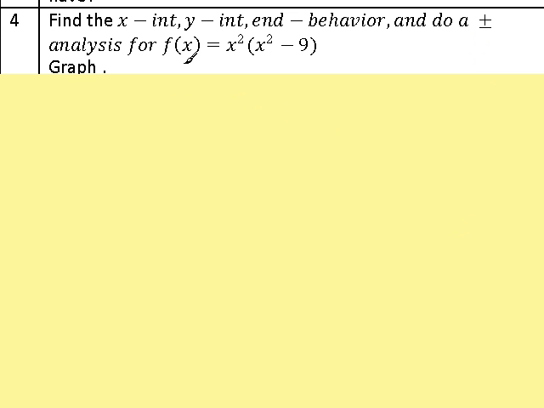Okay, now we want to graph this function, x squared times (x squared minus 9), and we want to get some information: x-intercept, y-intercept, end behavior, and plus-minus analysis. All right, let's first finish factoring this. So we have (x plus 3)(x minus 3). So right away from this factored form, we can get the x-intercepts. So we have x equals 0, x equals minus 3, and x equals 3. So those are our x-intercepts.